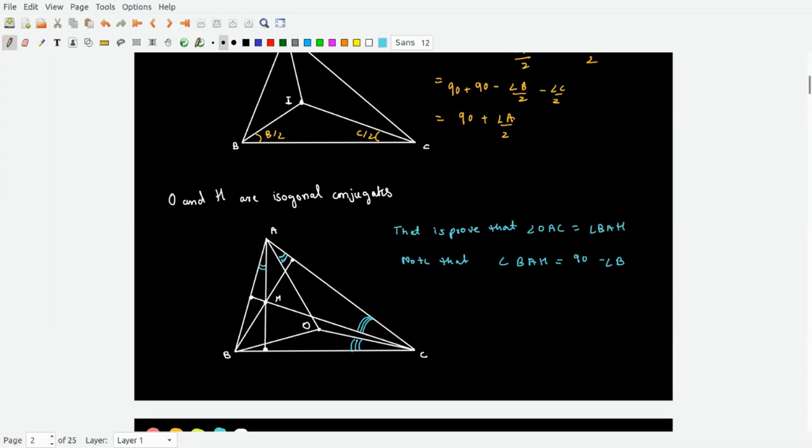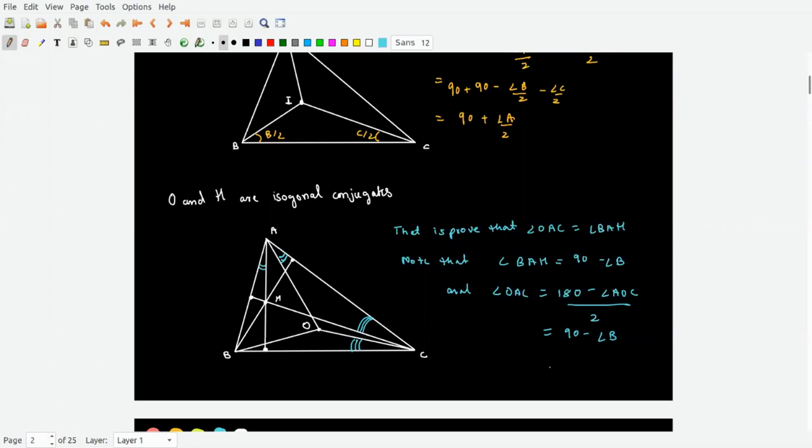O is the circumcenter, by the way. H is the orthocenter. You know what AOC is by the inscribed angle theorem? AOC would be twice angle B. And now, since OA and OC are equal, we have angle OAC as 180 minus AOC, divided by 2, which is 90 minus B. Okay, sorry, this was OAC. Yeah, so basically what Anurag said.